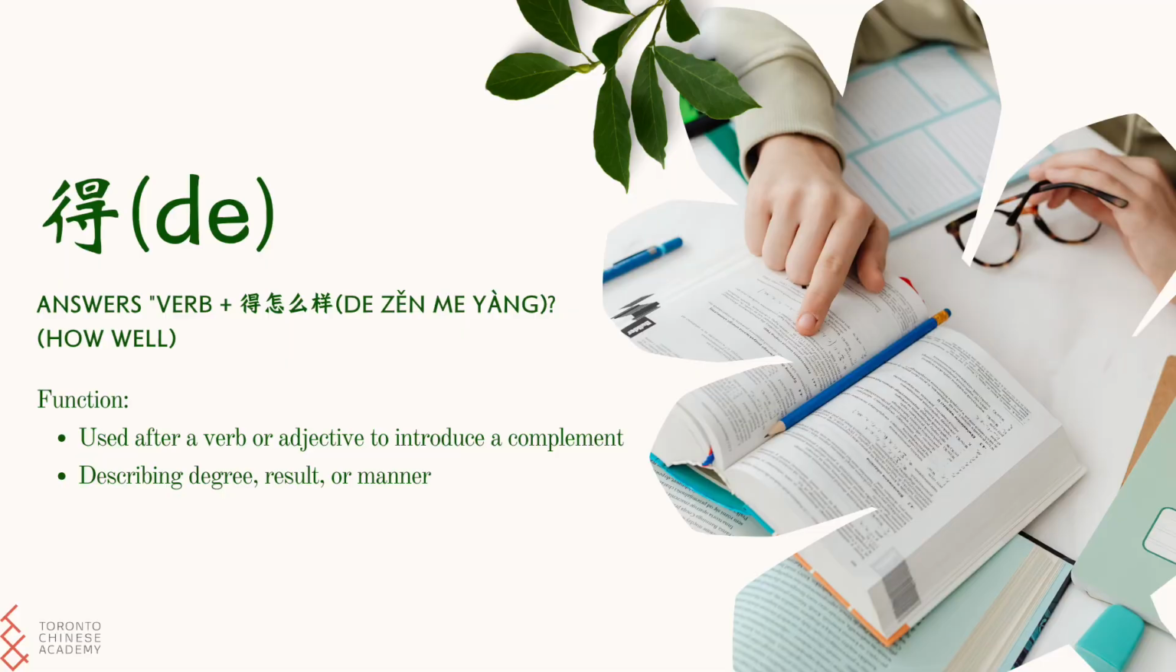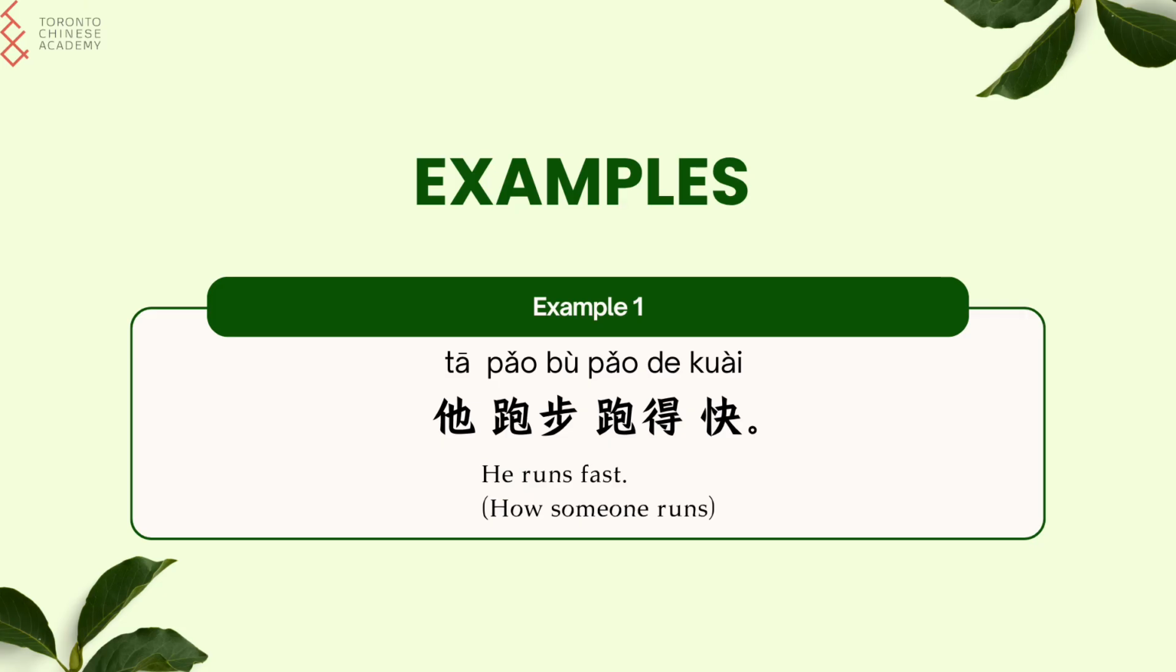Now let's move on to the second particle, de, sometimes pronounced de with 第二声. It answers verb plus de 怎么样, which means how well. Its function is to be used after a verb or an adjective to introduce a complement. It can be used to describe degree, result, or manner. Let's now look at some examples of the second particle.